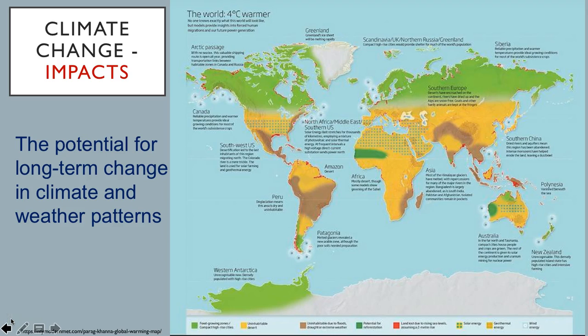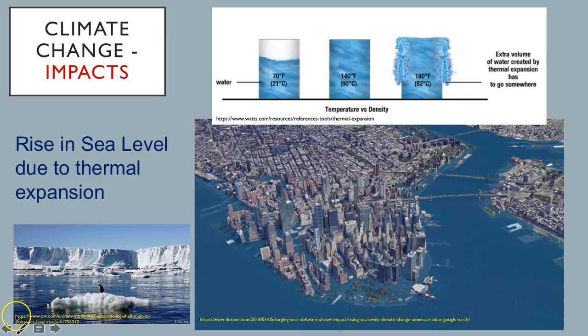This image depicts the potential for long-term change in climate and weather patterns. With changing climate and weather patterns, biomes shift. These areas that were previously covered in ice will become our food-growing areas, while these previously green areas will become desert. There will be rise in sea level due to the thermal expansion of water.